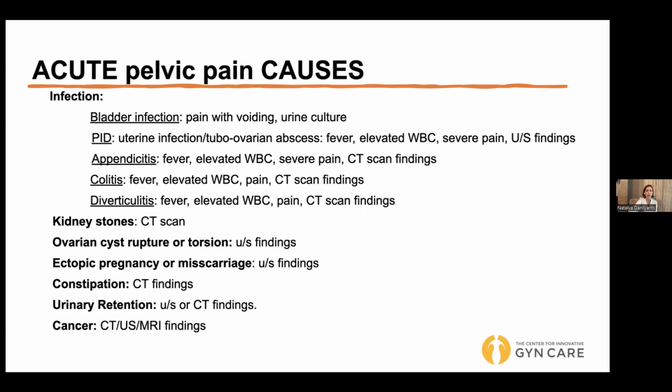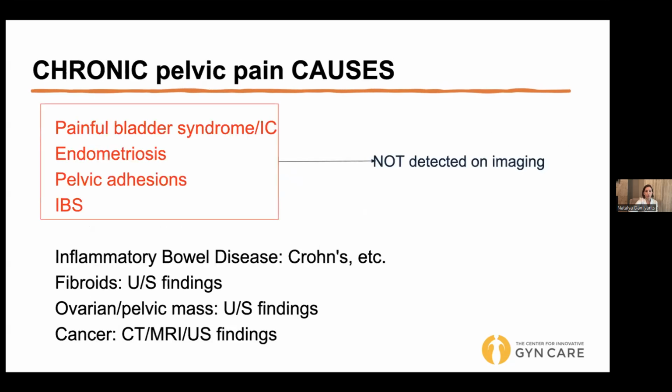So usually the acute causes, if it's a new onset pain that brings you to the ER or to your doctor, blood work and imaging will most of the time identify the issue. Now, with chronic pain, it's a little bit more complicated because some of the chronic conditions don't show up on imaging, right? Starting with the bladder, painful bladder syndrome or interstitial cystitis will cause pelvic pain or painful urination, but your tests will be normal.